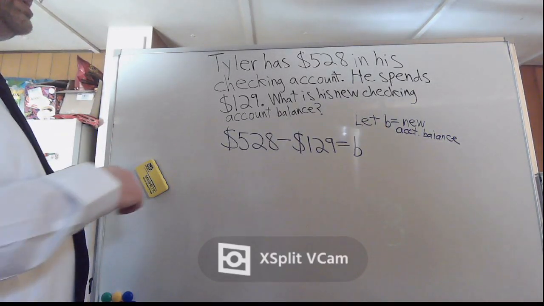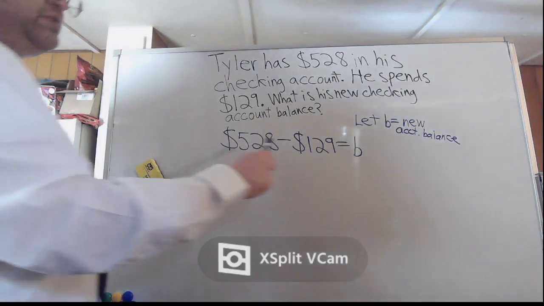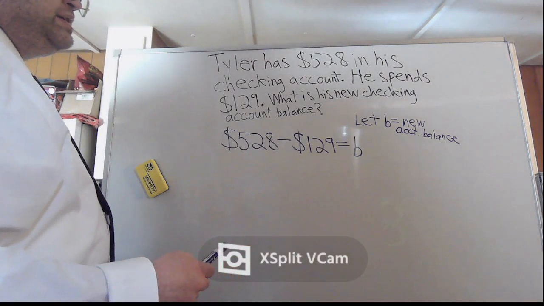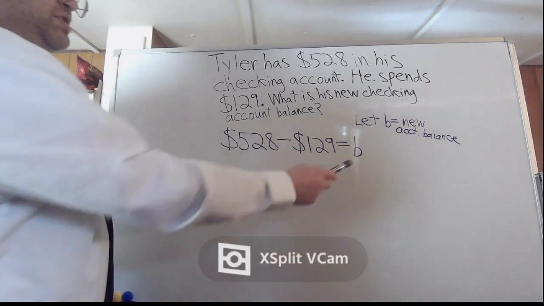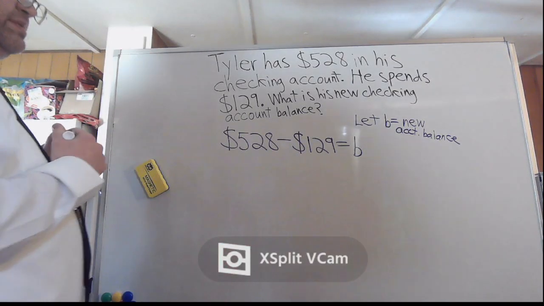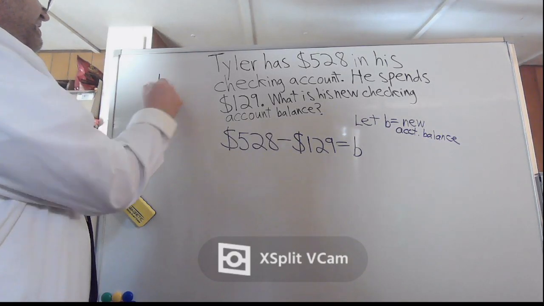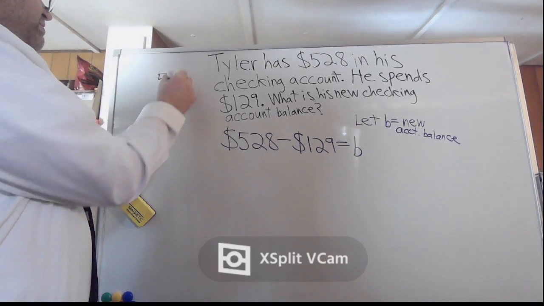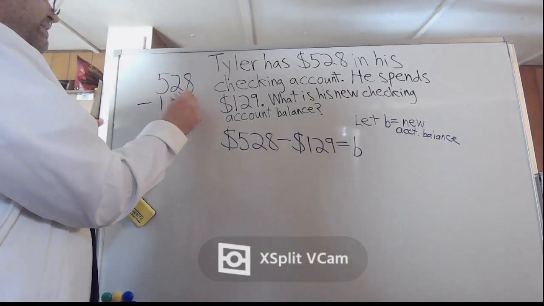So start with reading and understanding what the problem is asking for, set up a model equation, use a let statement for your variable that you're going to use, and then solve for that variable, which is going to be 528 minus 129. We'll work that out on the side. 528 minus 129.